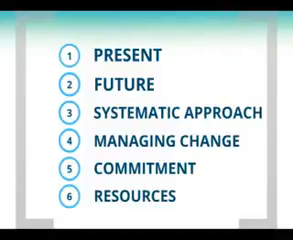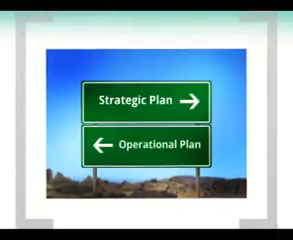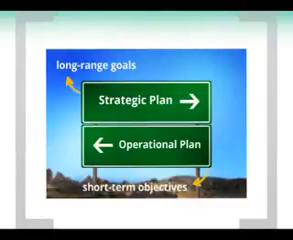Let's continue our discussion by differentiating two types of plan. The first type is called strategic plan. The second type is called the operational plan. In both these plans, we determine in advance what we want to accomplish and how to accomplish them. The main difference is, in the strategic plan, we talk of long-range goals, normally more than 1 year, while in the operational plan, we talk of short-term objectives, or those that can be accomplished within 1 year.